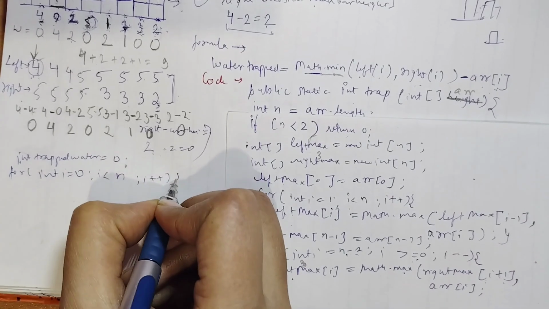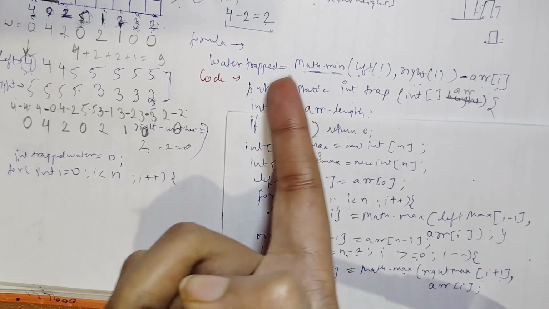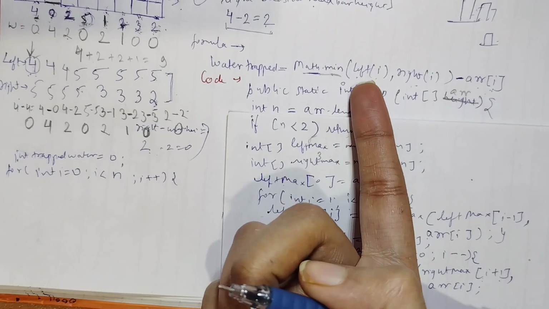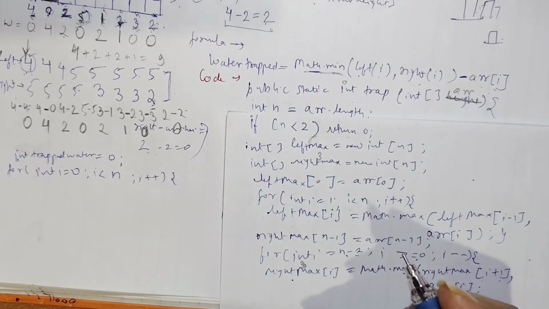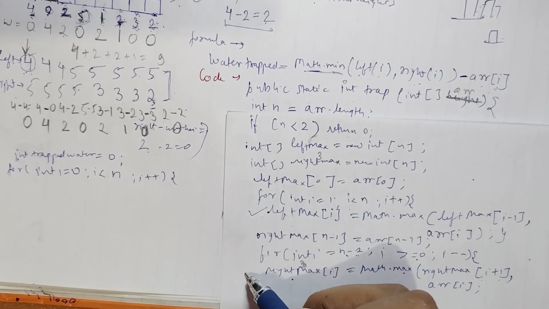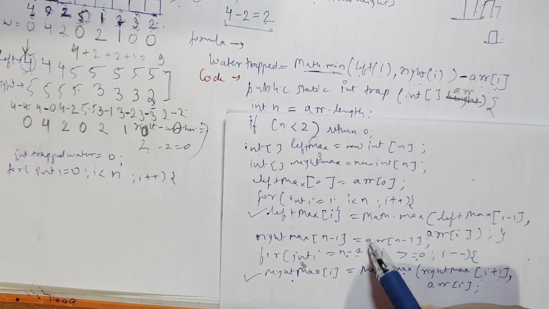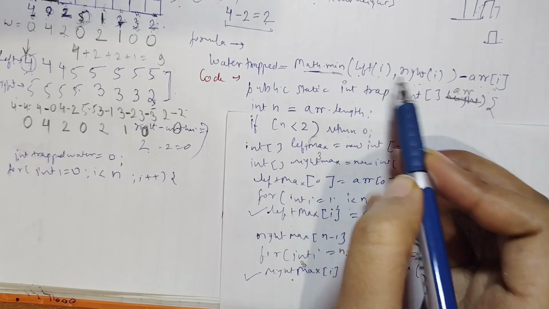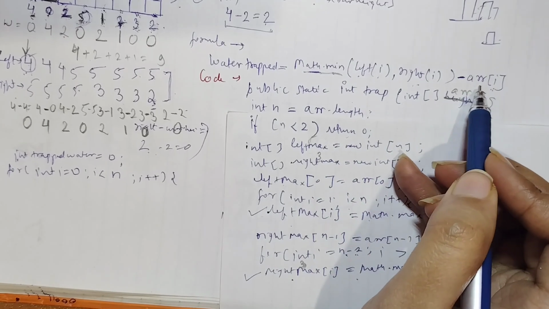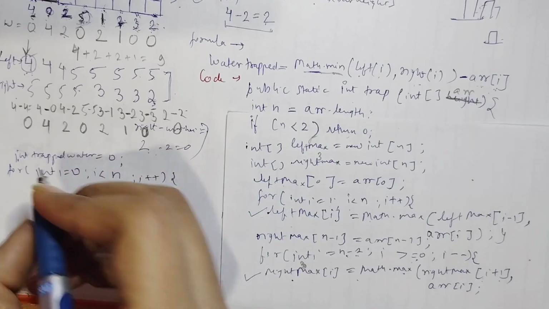I plus plus. Then we have to find our trapped water with this formula. Our formula is Math.min. Math.min will compare between this left max and right max, and whichever has the minimum value, left or right, it will take that value and subtract our current bar height from that. Okay, so we will get our water trapped answer.